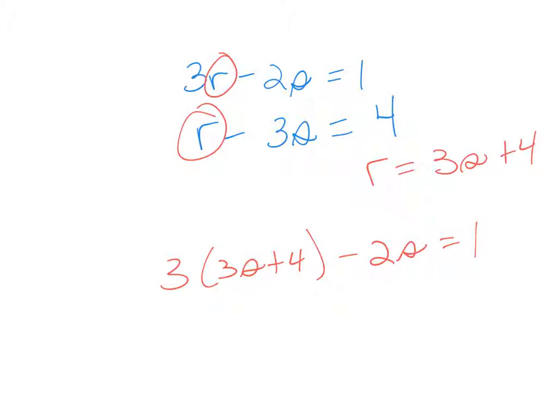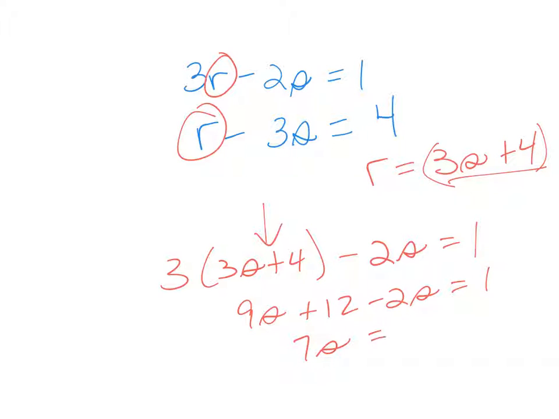All right, so now we left the r alone as 3s plus 4, and we plugged it in the other equation for r. So we have 9s plus 12 minus 2s equals 1, and we get 7s equals -11, so s equals -11/7, and then we go ahead and plug that in here and find the r, okay? So it's the same thing. You're doing the same thing over and over and over again.